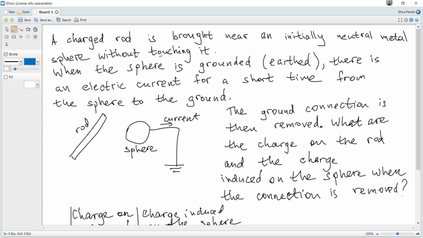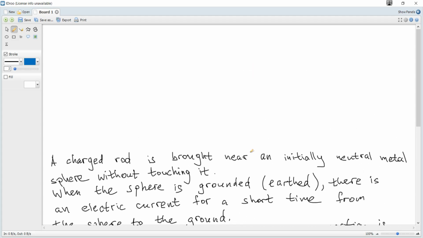This question is about a process which is called charging by induction, and let's review this process first. If there is a charged rod, let it be positively charged, and there is a metal sphere, it's very important, the sphere must be made of metal, of a conductor, not of an insulator, because electrons can move freely through the metal. And a charged rod is brought near an initially neutral metal sphere.